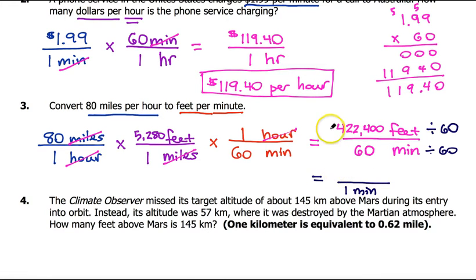Okay, if you did that correctly, you should have 7,040 for your answer. So this is 7,040 feet per 1 minute. 7,040 feet per minute.